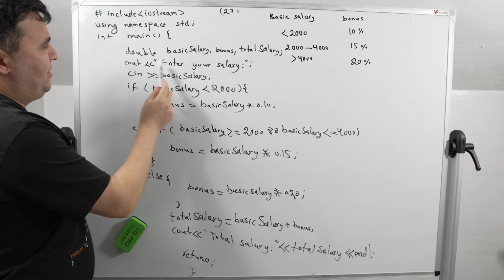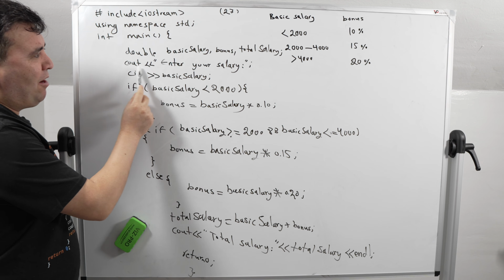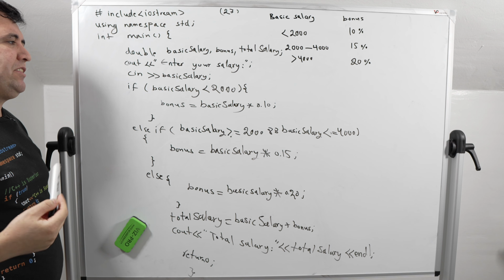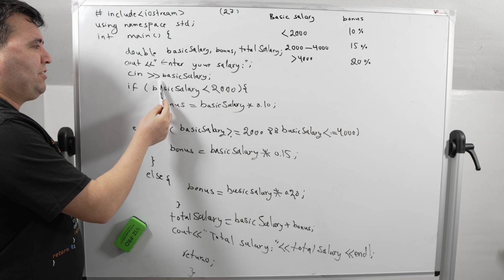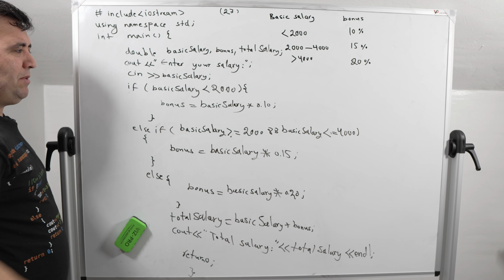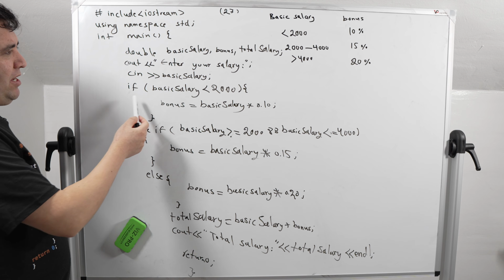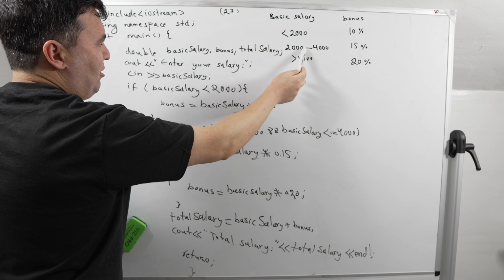First, we cout "Enter your salary." We ask the user to enter the salary. Then the user enters it, and we store that salary inside basic salary. And then we check based on our condition, based on the salary.